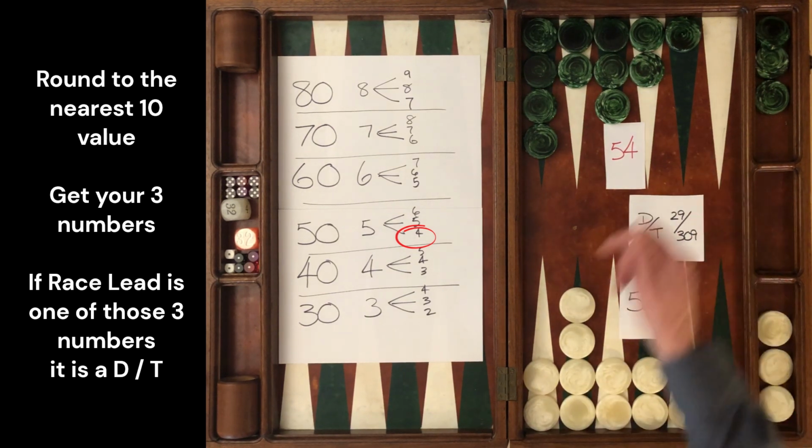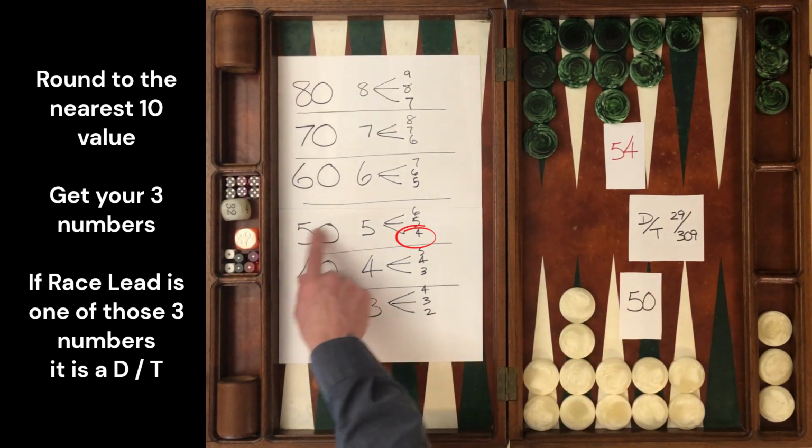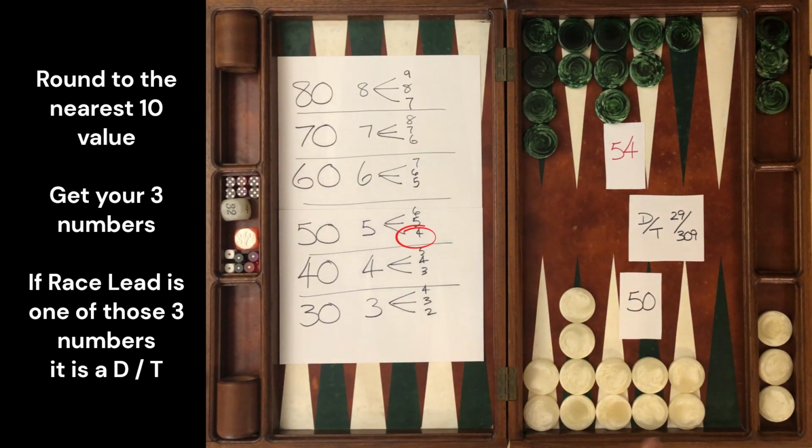And if you were on this side, you can still use this just as the cuber is using this. 50, you're looking at 4, 5, 6. The pip lead is only 4. You're on the low end. Very easy take.